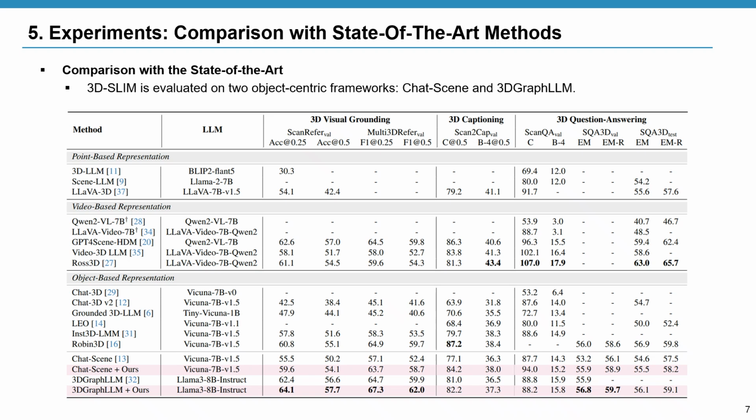Here are the experimental results. 3D-SLIM can be applied by simply replacing the causal mask with no architectural modifications. We applied it to both Chat-Scene and 3D-GraphLLM and observed significant performance improvements across all tasks.